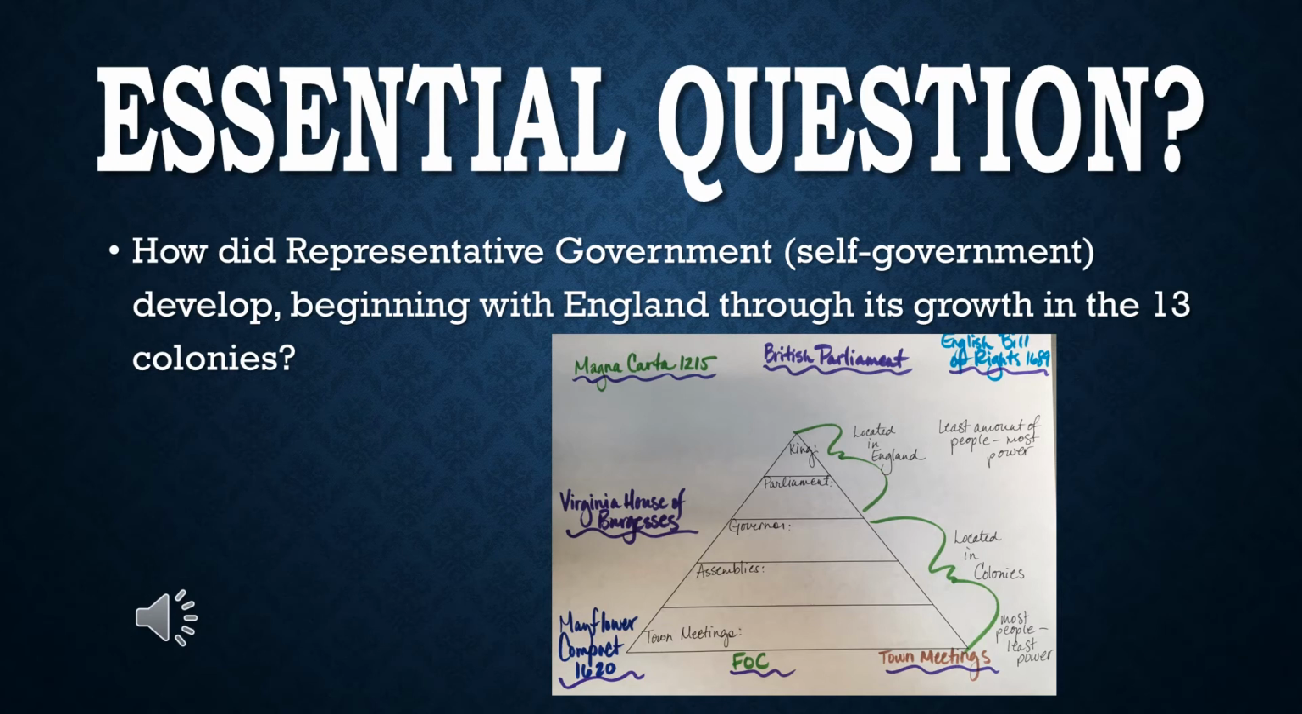You're going to take your notes from this DIY, which is Government of the Colonies or Colonial Government, and it goes over the growth of the representative government that we have today, and how that began back in England and how it looks throughout the colonies. So one thing you need to think about as you're taking your notes is, how did representative government or self-government develop? This is beginning in England through its growth into the 13 colonies.